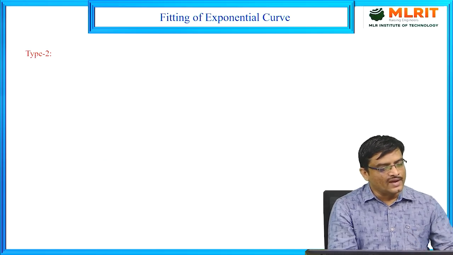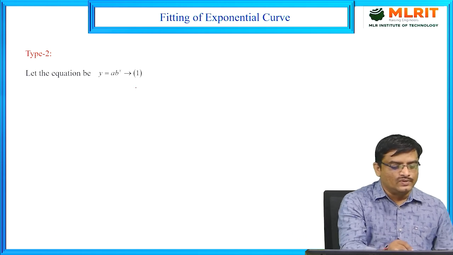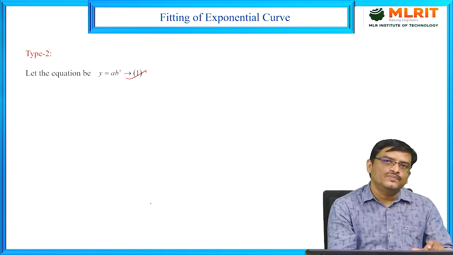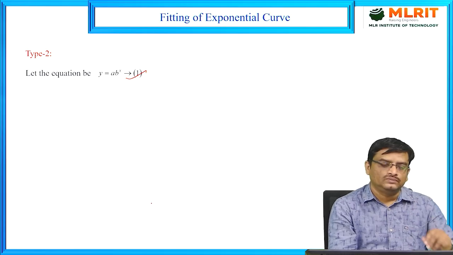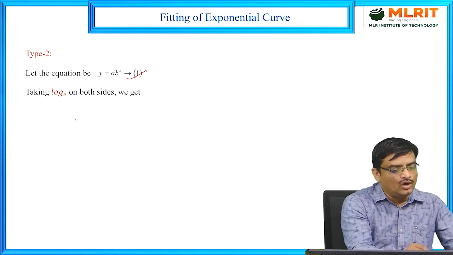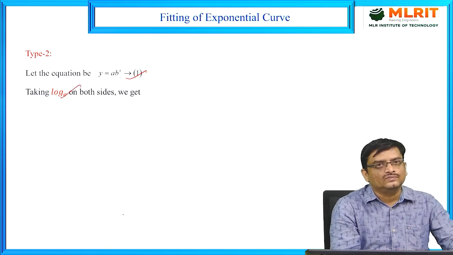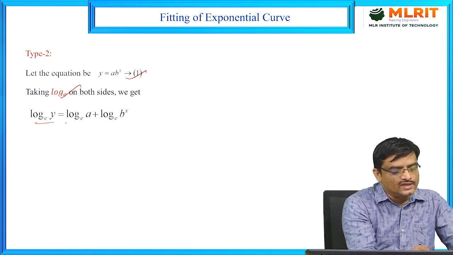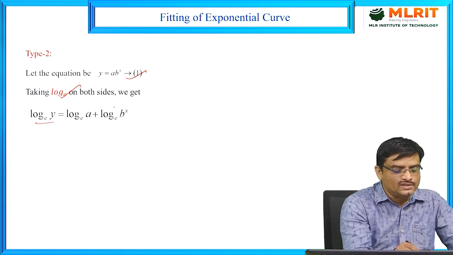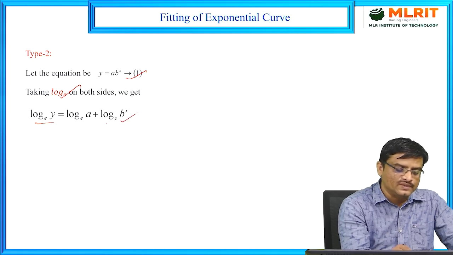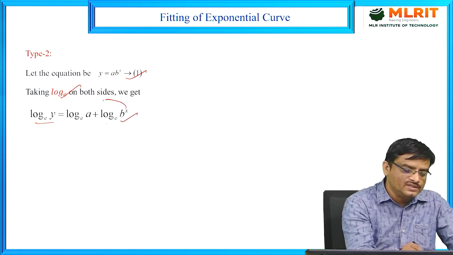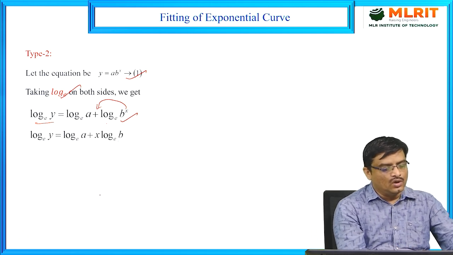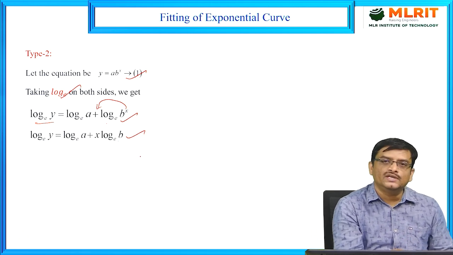Now we will go for type 2. So this is our type 2: y is equal to a into b power x. Follow the same procedure that we followed for type 1. So here also I am taking log on both sides, log base e. If you take log base e here, you will get log y to the base e is equal to log a to the base e plus log b power x to the base e. As we saw previously, you bring this x down, and you will get x into log b to the base e. Now all the three terms in that equation are in terms of log.